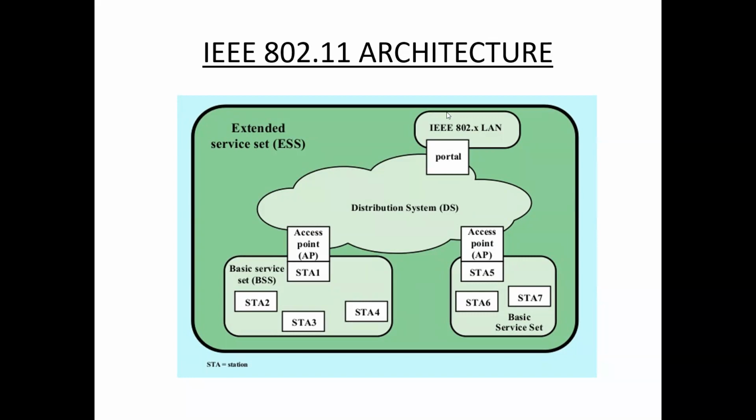And third component, extended service set. Extended service set is a set of all connected BSS. Here extended service set is a set of these two BSSs. And next, distribution system, it connects access points. See, this distribution system DS connects this access point and this access point. This is about wireless local area network architecture. Wireless local area network is defined under IEEE 802.11.